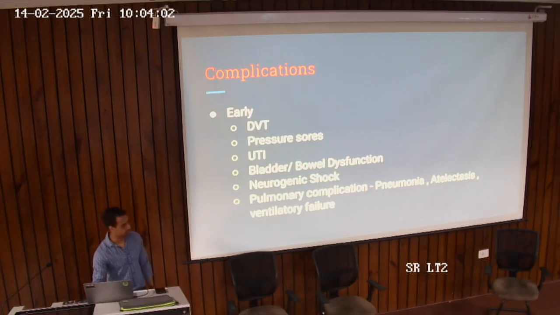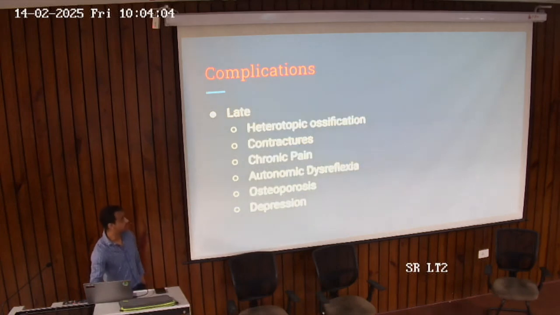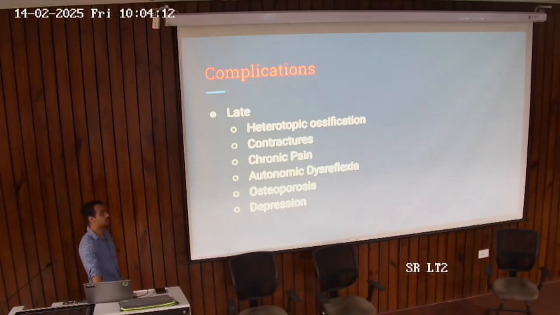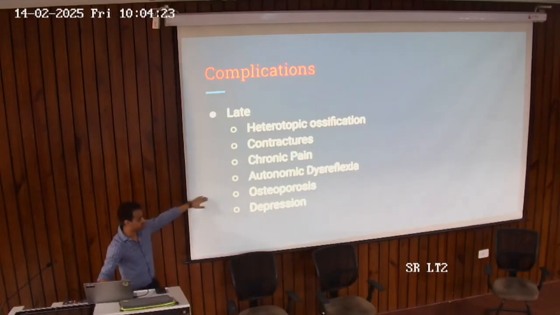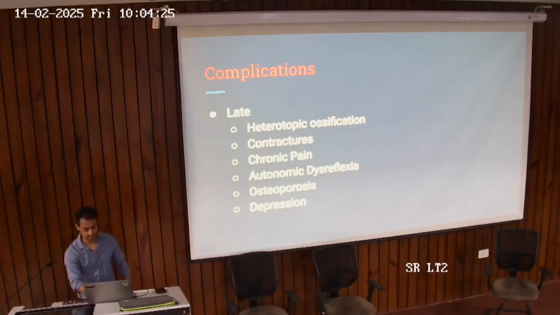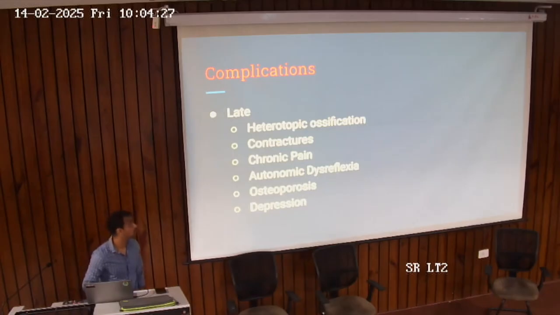These are early complications. Late complications: if physiotherapy is not done properly, they will develop contractures of the joints because they are not moved. The patient can develop chronic pain. Autonomic dysreflexia means what? They will have no control over bladder and bowel. Okay. Osteoporosis, and of course depression. Done.